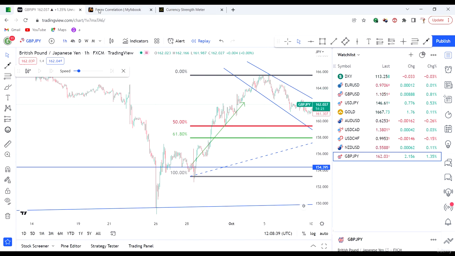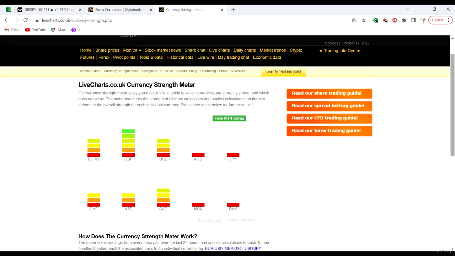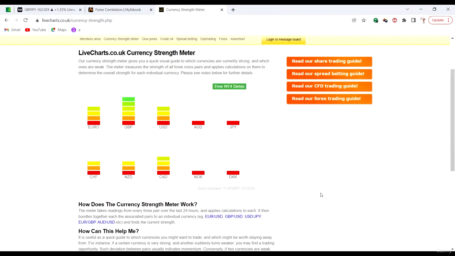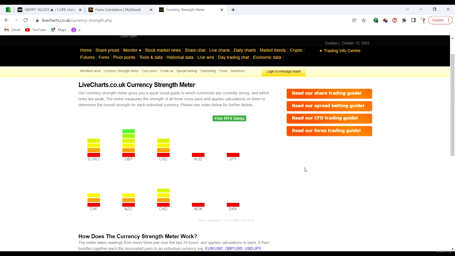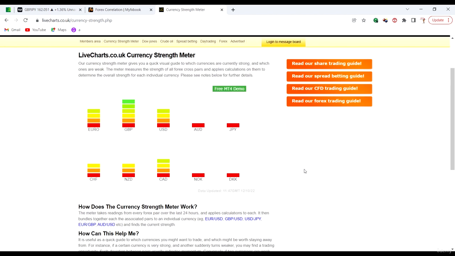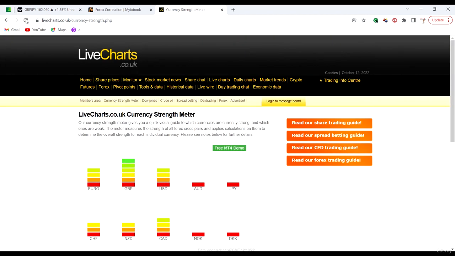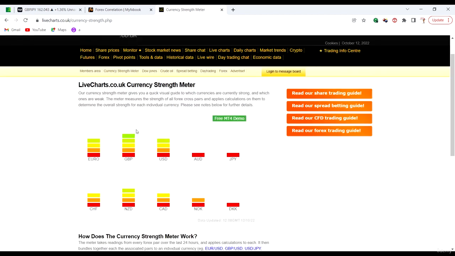One other thing I do is I come on something like this. Now this is called the currency strength meter. It basically tells us the strength of our currencies based on a certain time period. If you refresh this, you might see changes in the currency strength, as you can see. This is GBP, this is Euro, this is USD, and so on and so forth.